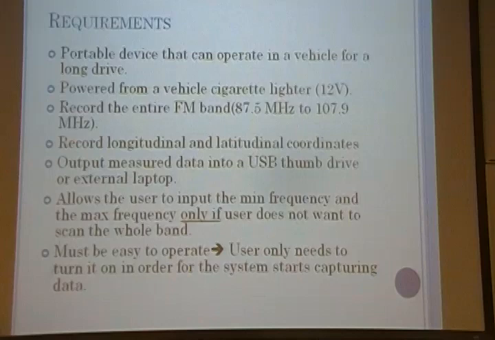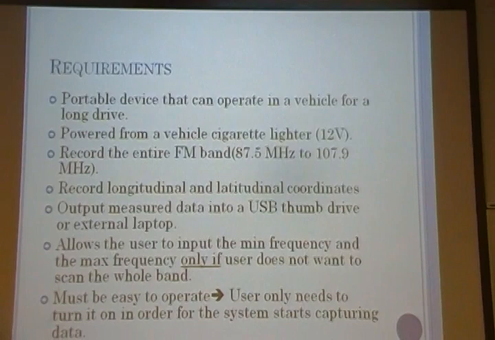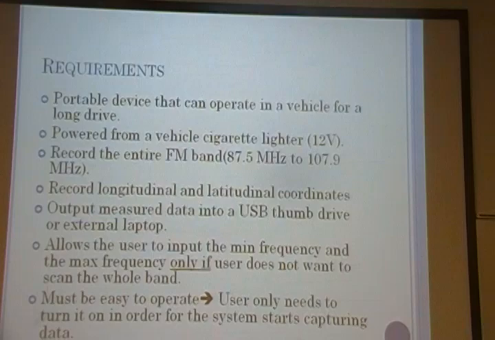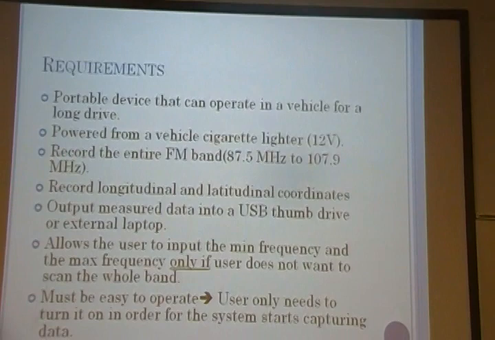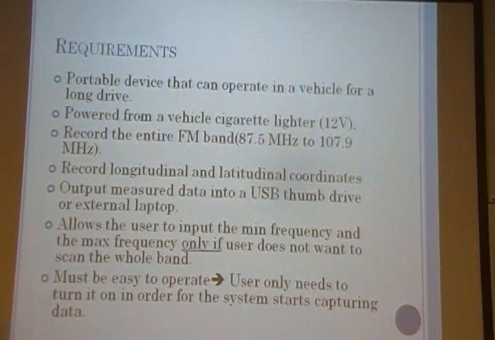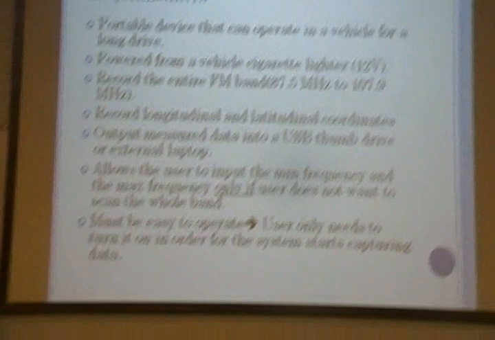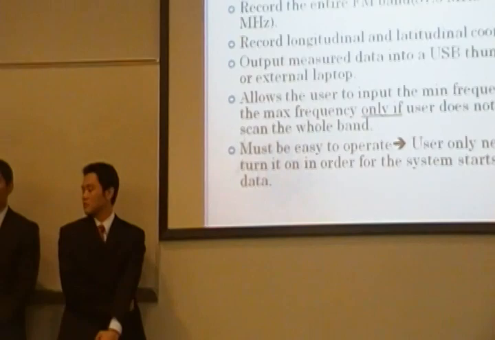So the requirements of our project: first, the device has to be portable. Second, we had to power the device from the cigarette lighter since it's a portable device and it needs to run for a long time. The device has to be able to record the entire standard FM band, which goes from 87.5 megahertz to 107.9 megahertz. It has to record the latitude and longitude for each location, since we are driving to different locations. And the output text file has to be saved on a USB flash drive in order to use this information for post processing and creating coverage maps.